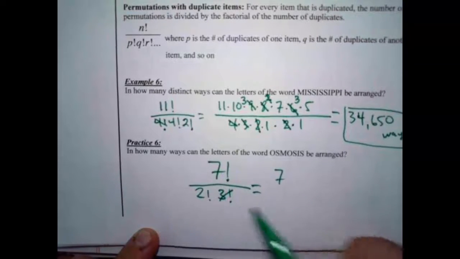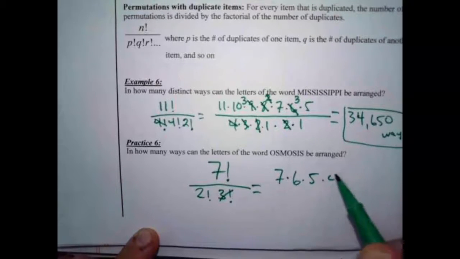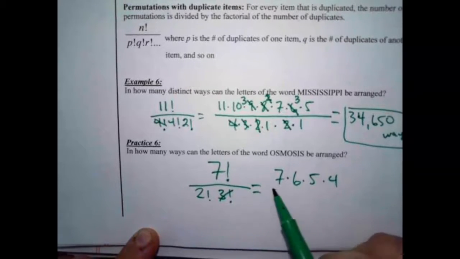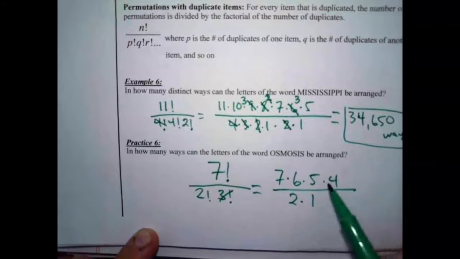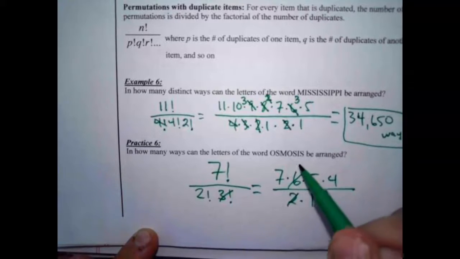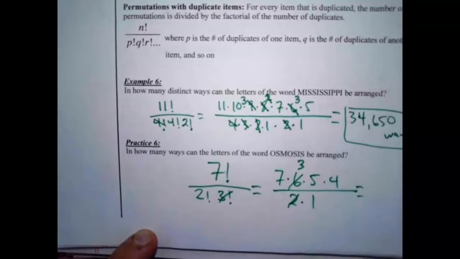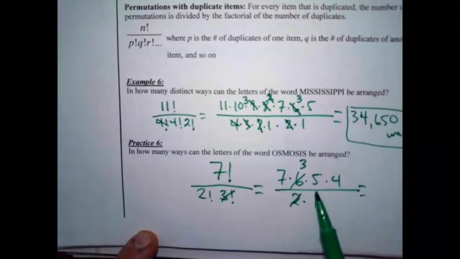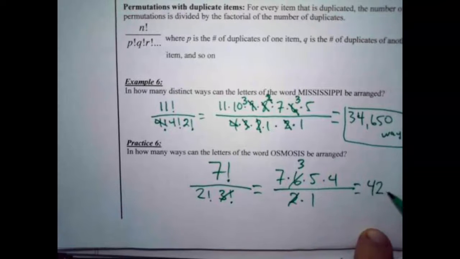I'm going to cancel the 3 factorial right off the bat. So 7 times 6 times 5 times 4. Since I canceled the 3 factorial, I can stop there. I still have 2 times 1 here, which I can cancel the 2 with anything, the 6 or the 4, so I'll just cancel it with the 6 since it's directly below it. And now I can multiply it out. 7 times 3 is 21. 21 times 5 is 105. 105 times 4, looks like there's 420 ways to rearrange the letters of osmosis.